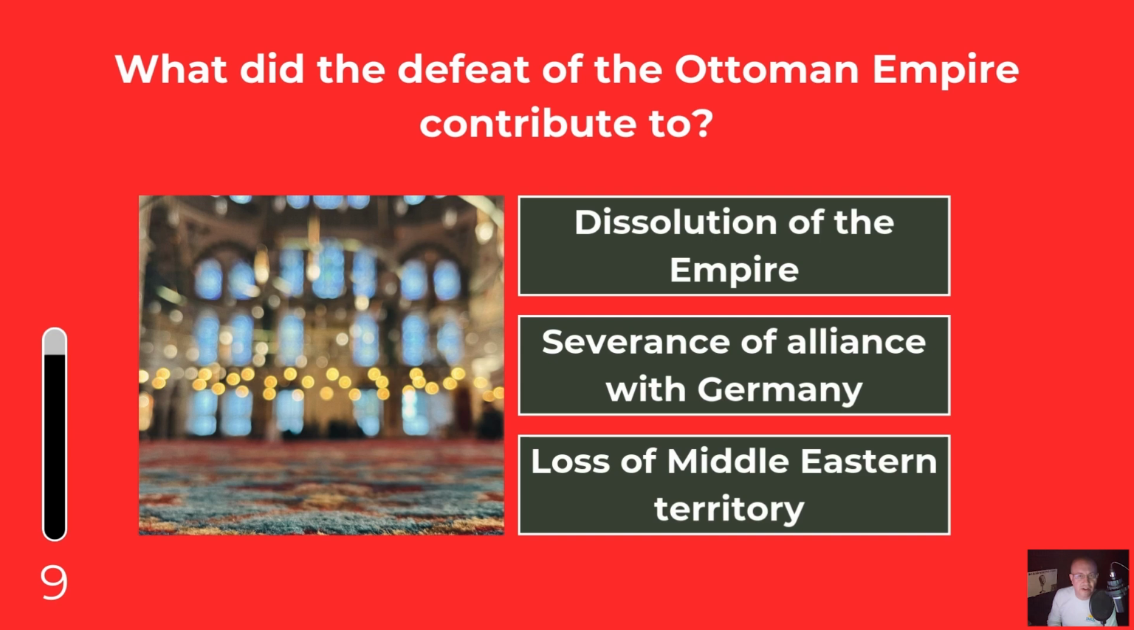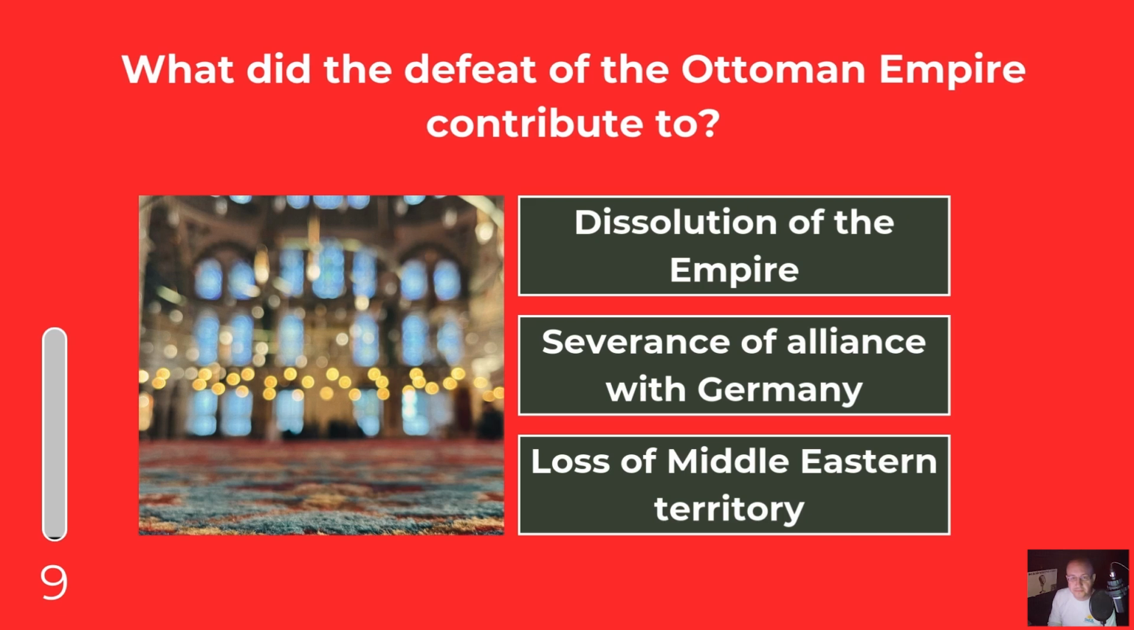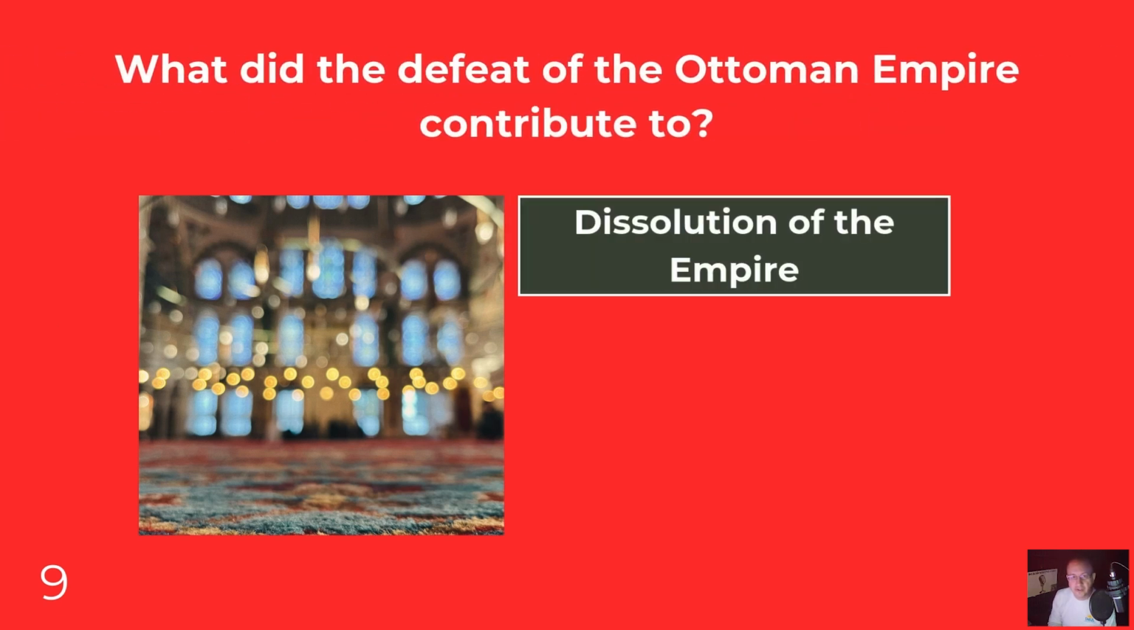What did the defeat of the Ottoman Empire contribute to? Was it the dissolution of the empire, severance of alliance with Germany, or the loss of Middle Eastern territory? It was the dissolution of the empire.